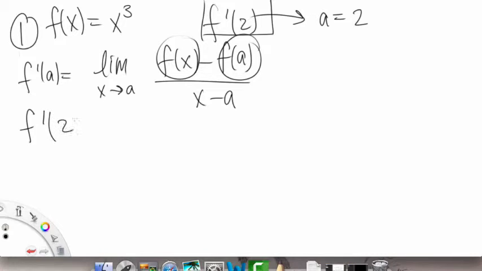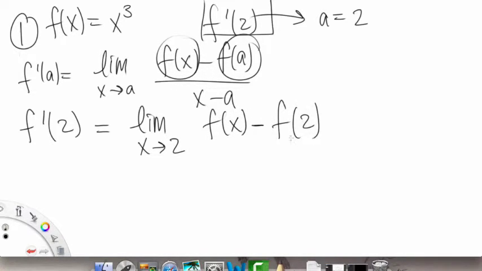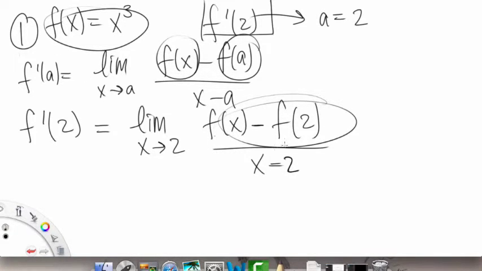So f prime of 2, that's what we're solving for, right, is equal to the limit as x goes to 2 of f of x, x just stays x, minus f of 2, we're plugging in for a, over x minus 2, okay? So let's now use our f of x equals x to the third to make these into actual equations, okay?